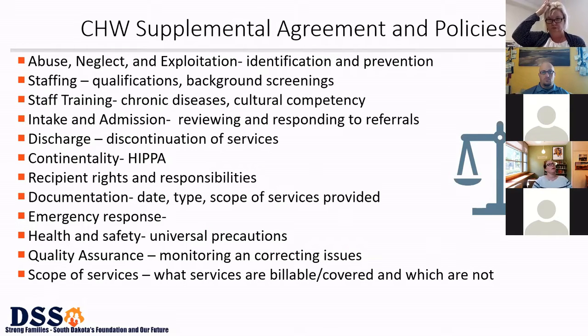So this is a list of all of the policies that are part of that supplemental agreement that would need to be submitted. Really, all of these policies are things that agencies usually have in place already.